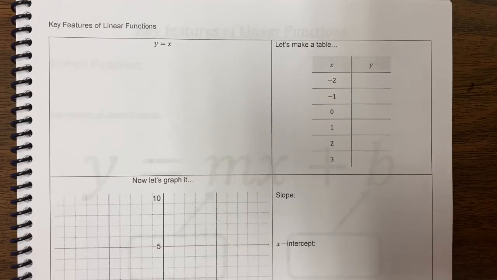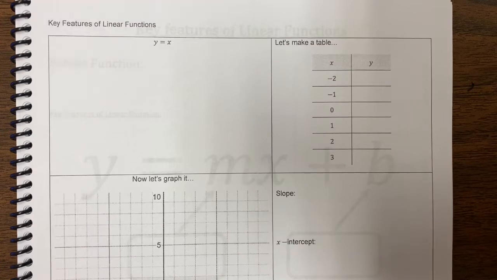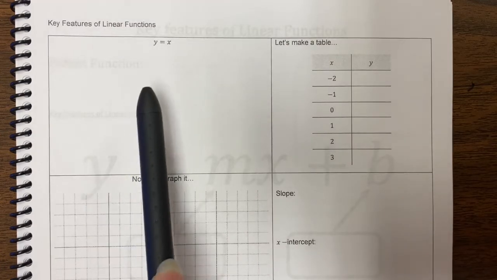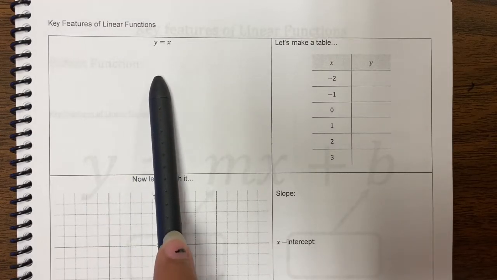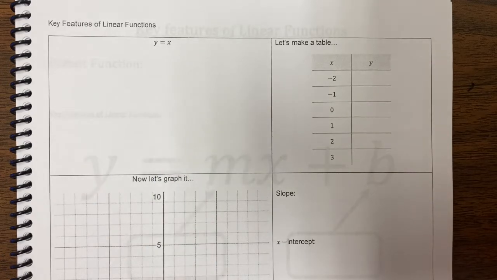Today's lesson is about key features of linear equations. Let's start with the equation y equals x. This is telling me that no matter what values I plug in for x, y is always going to be the same number as whatever x is.